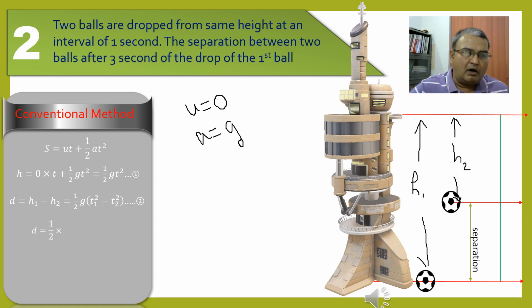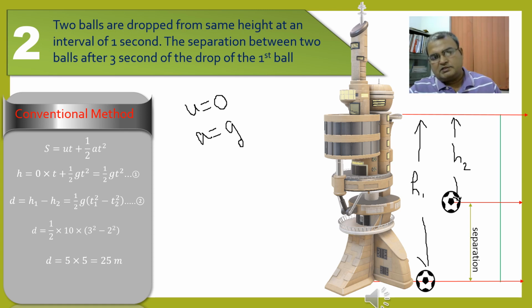Then d equal to half. g is 10. t1 is 3 seconds, minus 2 square. t1 is given to us: the first ball is taking the time 3 seconds. Why am I taking t2 as 2 seconds? Because the second ball is dropped after 1 second. That's why I am taking t2 as 2. Now we can sort it out. d equal to 5 multiplied by 5. What are we getting? 25 meters.